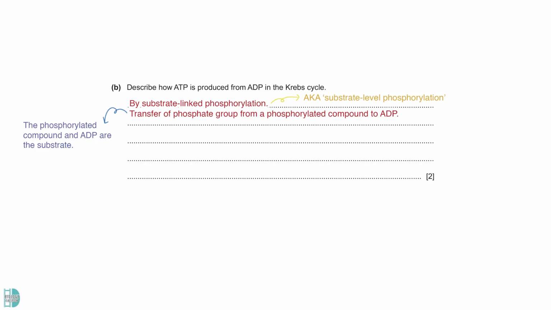In this case, the phosphorylated compound and ADP are the substrate, and ATP is the product, hence the name substrate-link. This ATP production method does not involve hydrogen or electron carriers such as NAD and FAD. An enzyme catalyzes the reaction.